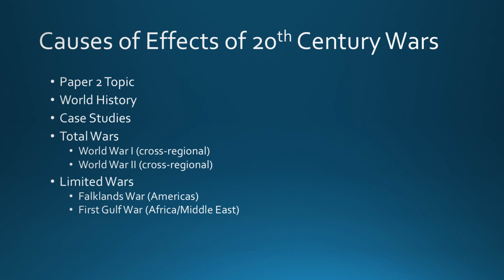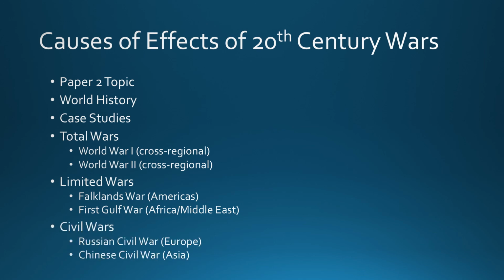The other category we see are limited wars. And over this summer, we're going to be looking at 2 specifically. The first is the Falklands War, which occurs in the 1980s, and it's in the Americas, South America most specifically, and again, we'll see that through. The other limited war we're going to look at is the First Gulf War, which takes place in another region, which is Africa and the Middle East. That's a war that directly involves the United States.